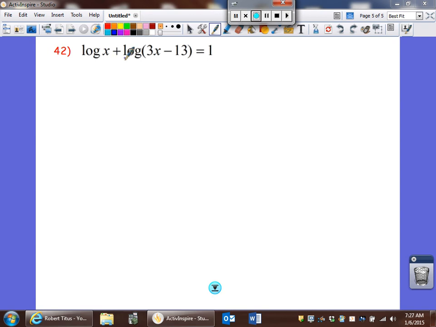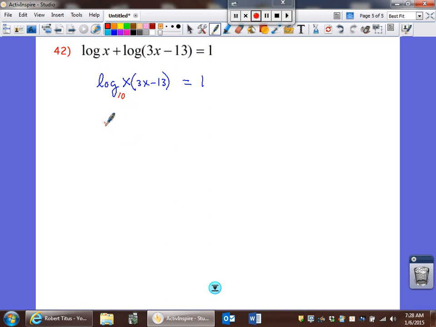Alright, so to put these 2 logs together, to have a plus sign between them, we're going to use the property that says you're allowed to multiply the arguments together. So we're going to take this x and multiply it by 3x minus 13, and it's still equal to 1. I'm going to go ahead and change colors here, and there is a base of 10 here because you don't see it under the log.